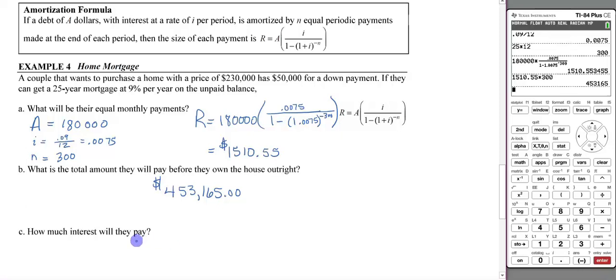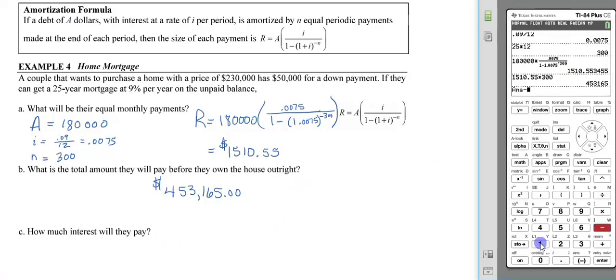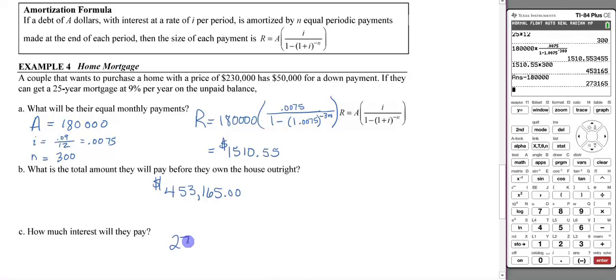So how much should they end up paying in interest? We can take that amount, subtract off the amount that they originally borrowed. They are paying $273,165 just in interest. Quite a bit.